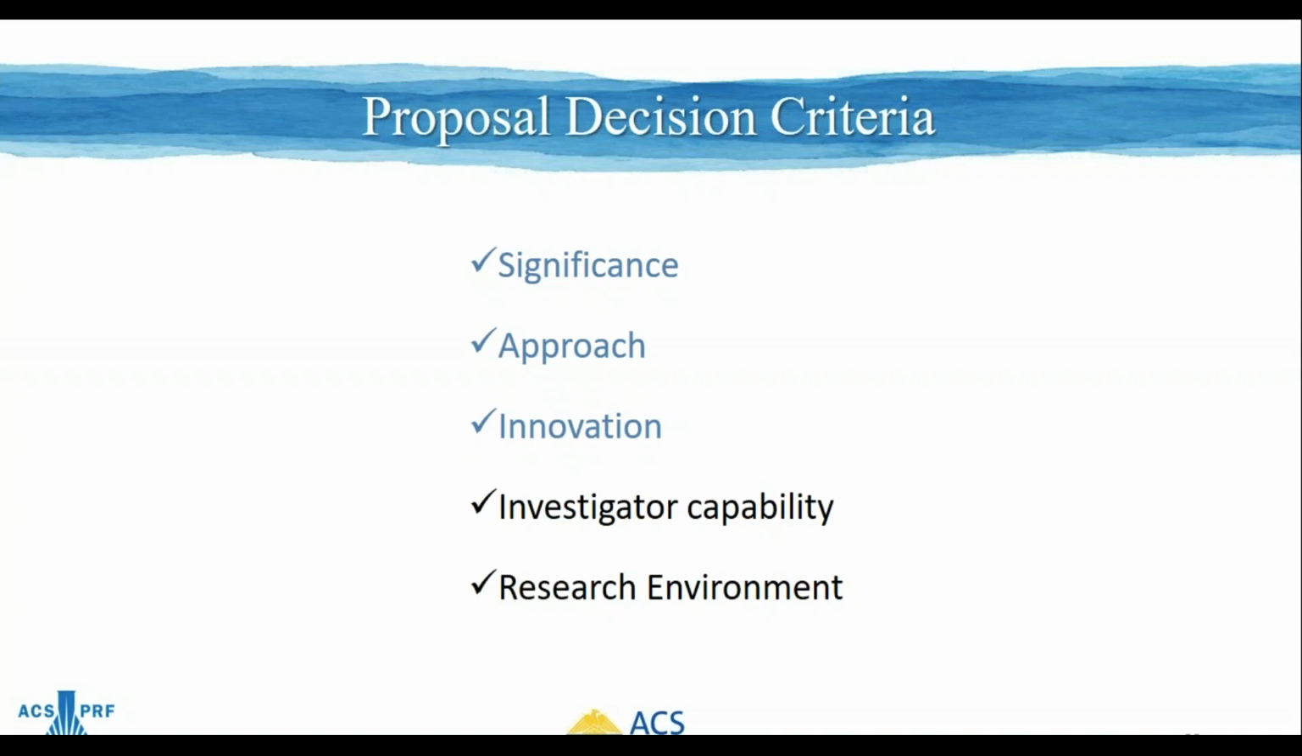Now, when it gets to the decision committee, this is the first time in the process where it's competitive. And in that sense, they're going to have to make a choice because they're going to have more proposals than they have money. So what becomes extremely important there is the significance, approach, and innovation. Those are the big 3 topics. But investigator capability and research environment capability are bigger issues, admittedly, in the PUIs than they are in the doctoral schools. Next.